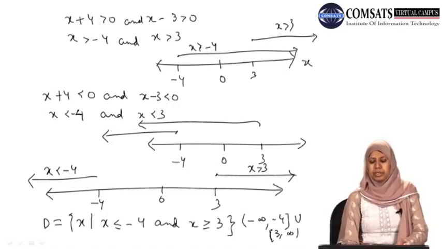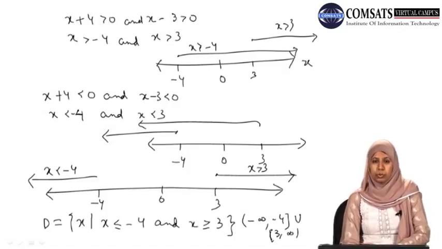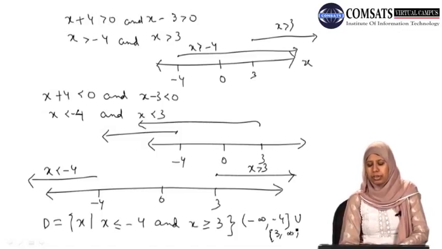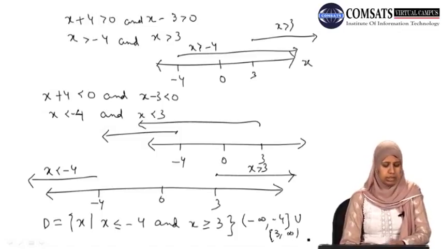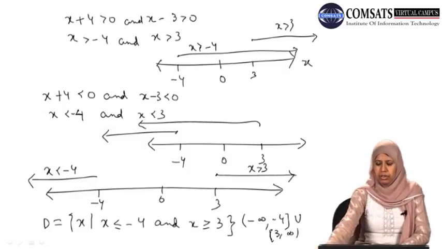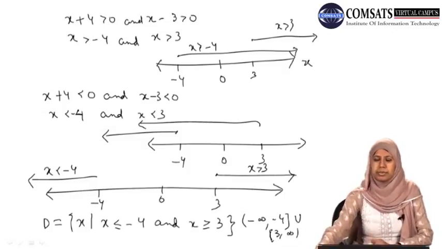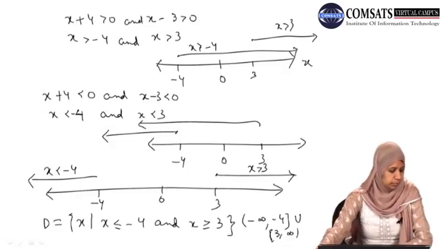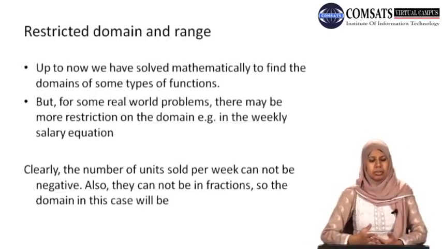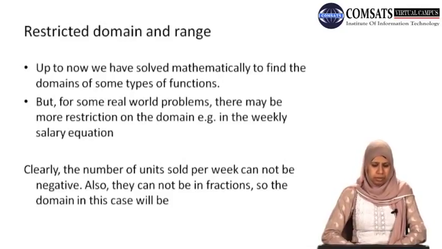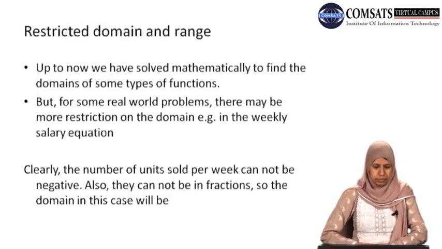So our domain is basically the union of two half open intervals, -infinity to -4 and 3 to infinity, and not the whole real line. In fact, it is a subset of the real line. Let's talk about some word problems again. There we see the notation of restricted domain and range.